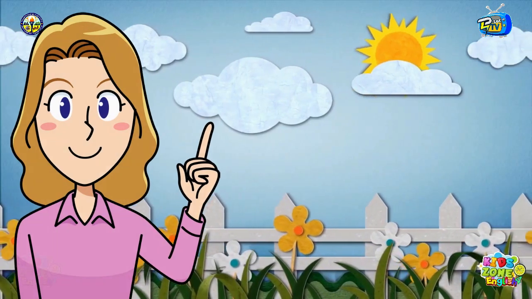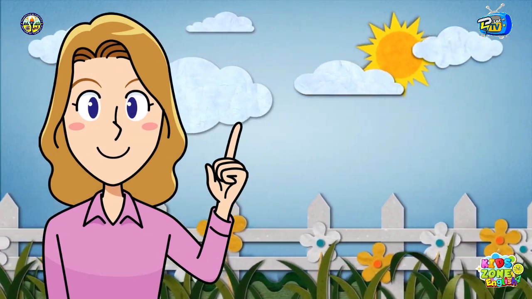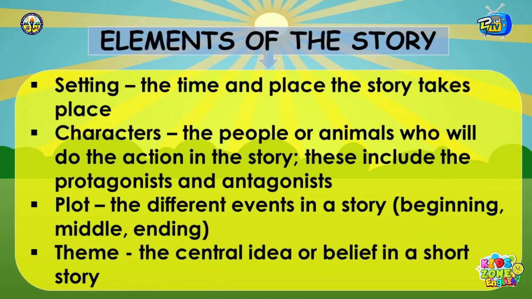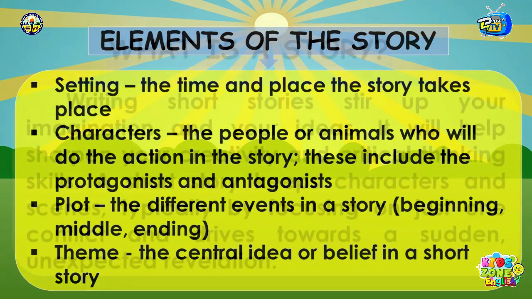Based on the activity given, the main elements of a story are the following. Setting, the time and place the story takes place. Characters, the people or animals who will do the action in the story. These include the protagonist and the antagonist. Plot, the different events in a story, like the beginning, middle, and ending. Theme, the central idea or belief in a short story.